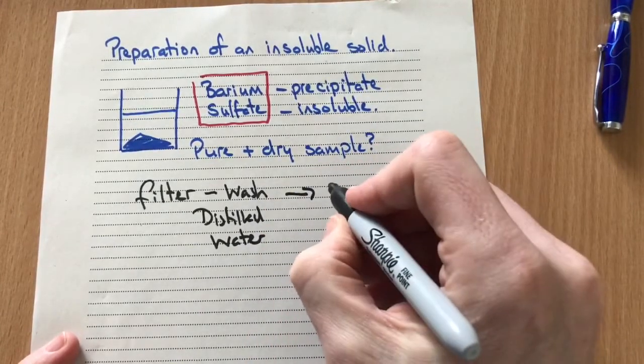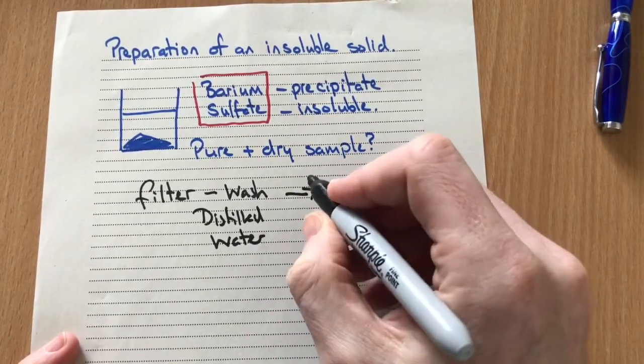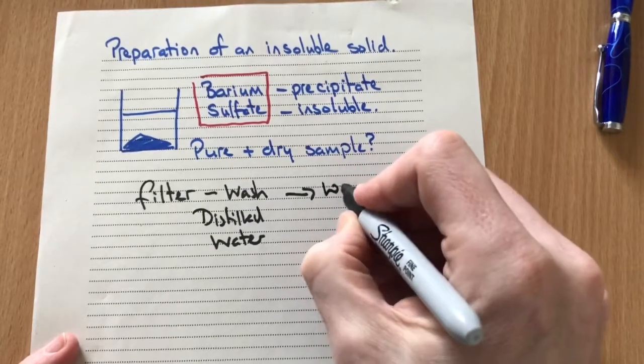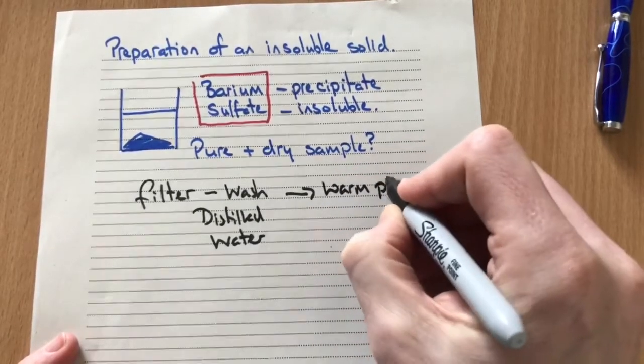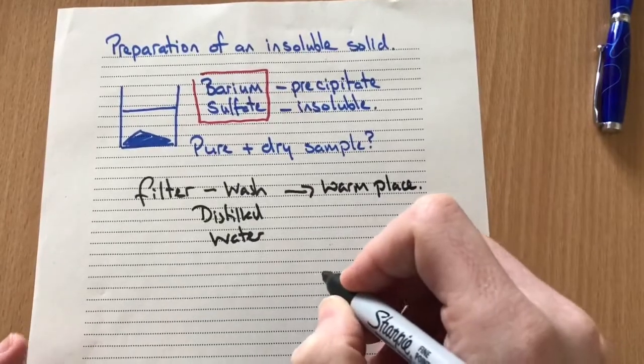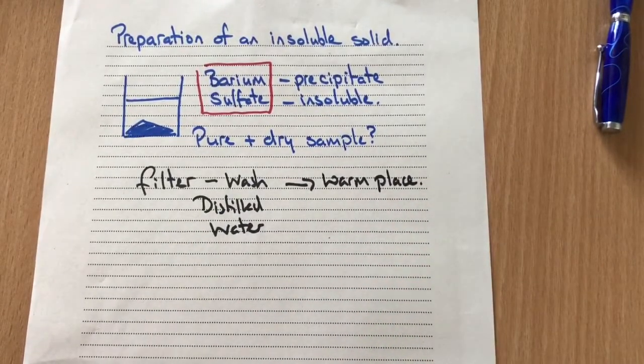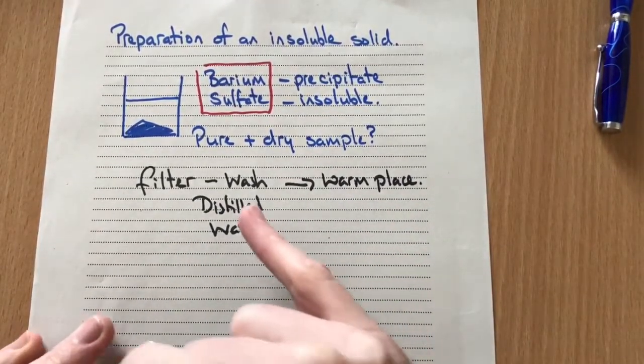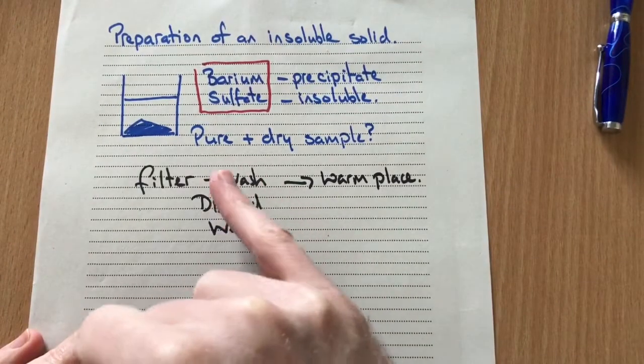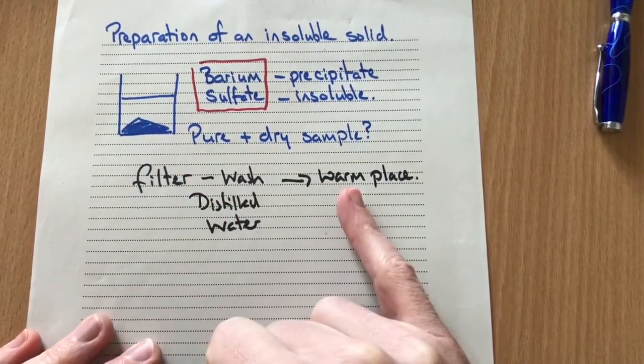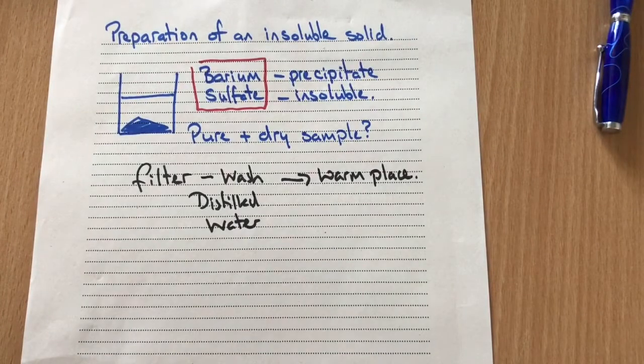To make this dry, all we're going to do is leave this in a warm place, often on a window ledge is a good place to do it. So we would wash it with distilled water, and then we take the washed sample and leave it in a warm place to dry. And once that's dried up, we have our pure dry sample prepared.